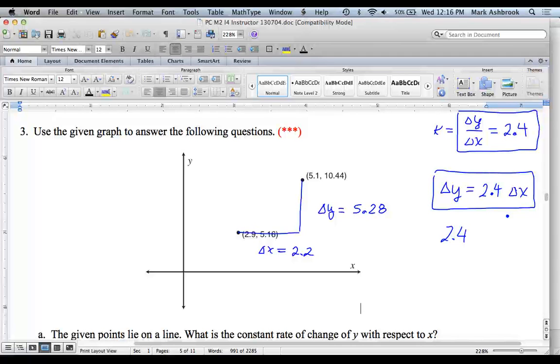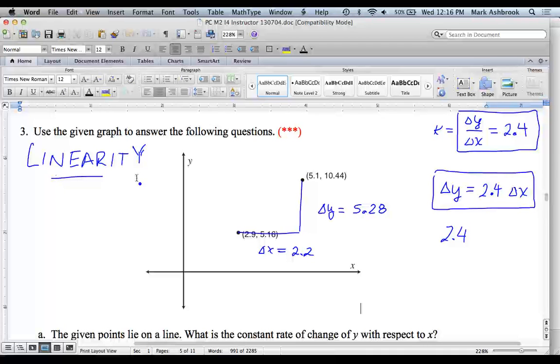But if x changed by 2, how much would y go up? 4.8. And if x goes up 10, how much does y go up? 24. Why? Because the change in y is always 2.4 times the change in x. Okay? So now we're talking about linearity, and we're using constant rate of change to motivate how we think about linearity.